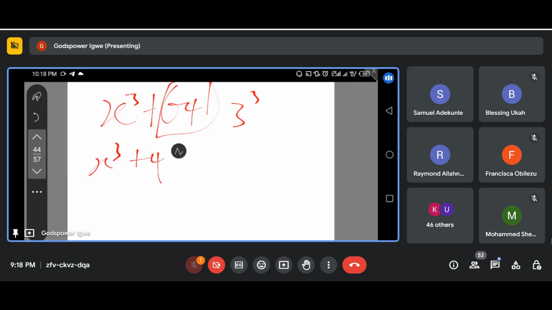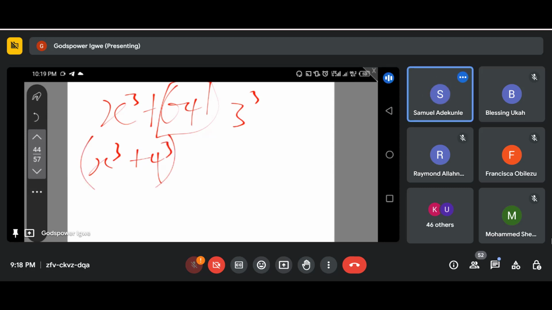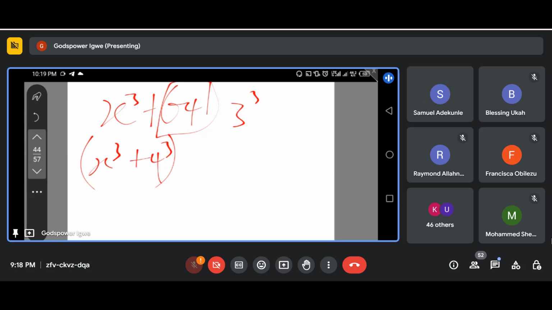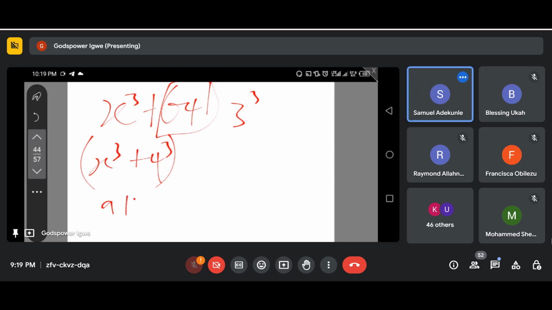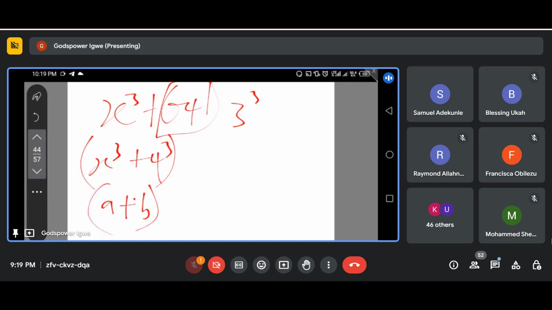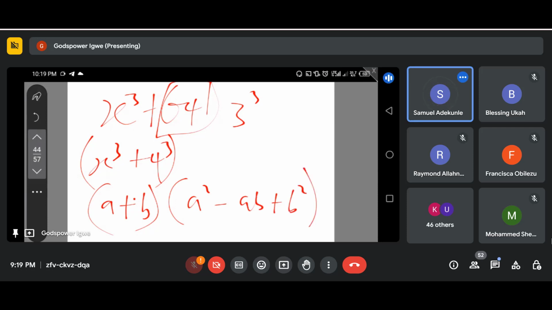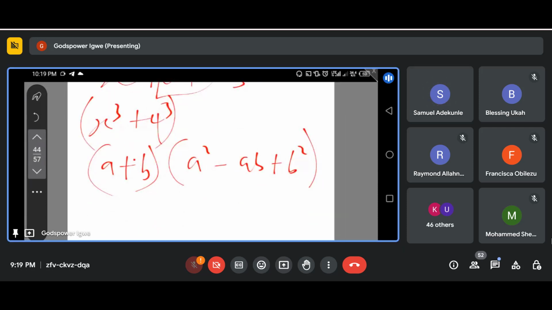This is 4 raised to power 3. So with this now, by the formula, what they were giving us is just take this to be A, take this to be B, and then this will be A plus B times A squared minus AB plus B squared. If you do that, what is A? A is x cubed. B is 4 cubed.